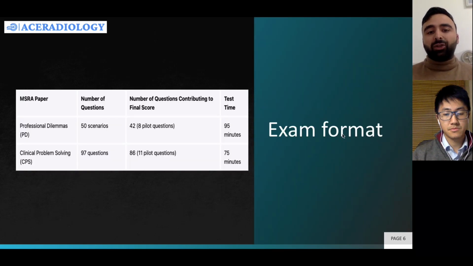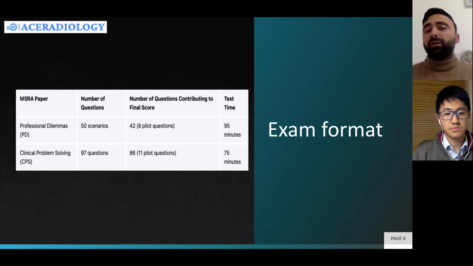So the actual exam is made of 2 parts. First being the professional dilemmas. This is made out of 50 scenarios or 50 questions. And actually from those 50 questions, only 42 go towards your final score, and 8 are used as pilot questions for future exams. And you have around 95 minutes to complete it.